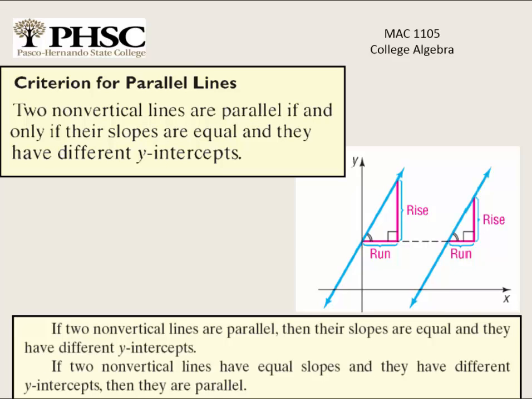Now, the next thing that we're going to talk about is what we consider parallel lines and then perpendicular lines. So two non-vertical lines are parallel if and only if their slopes are equal and they have different y-intercepts. Now, if two non-vertical lines are parallel, then their slopes are equal and they have different y-intercepts. If two non-vertical lines have equal slopes and they have different y-intercepts, then they are parallel. So let's go ahead and look at an example.